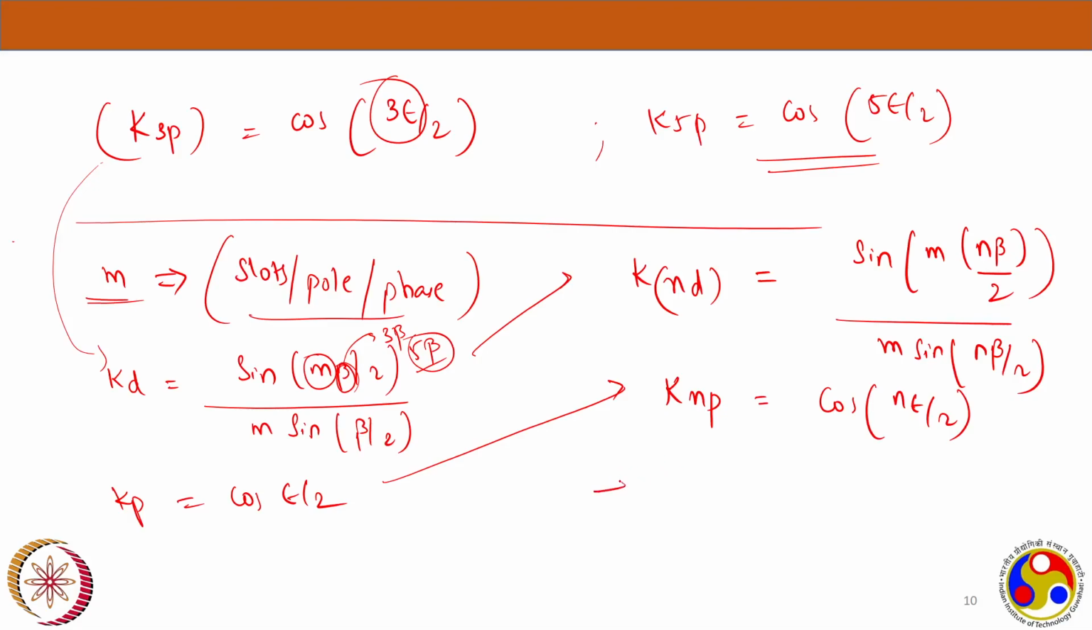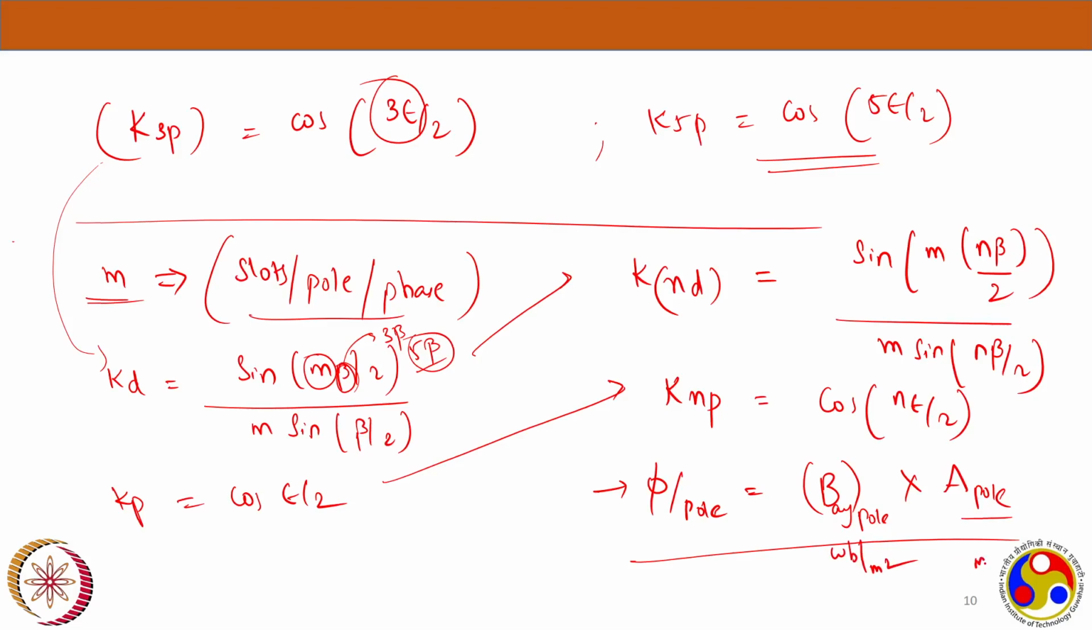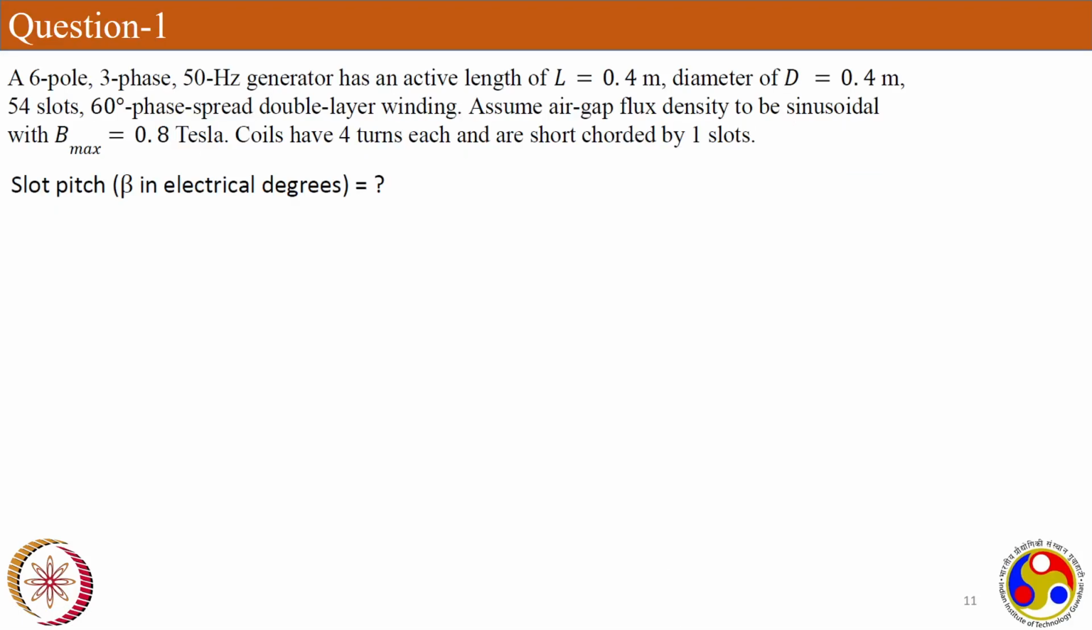One more formula that will be useful is flux per pole. If we know the average flux density per pole, multiplied by the area of the complete pole shoe, then you can calculate the flux per pole. The flux density is in Weber per meter square and the area is in meter square, and this will give you the Weber. These are simple formulas. We will be using all these formulas now in your assignment questions, so I think it will be easy for you to relate it.